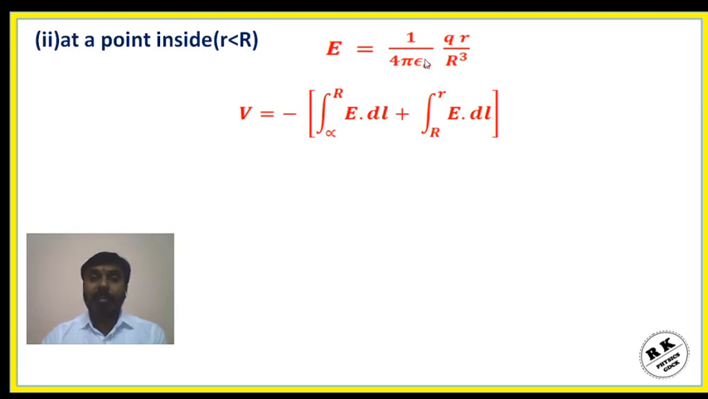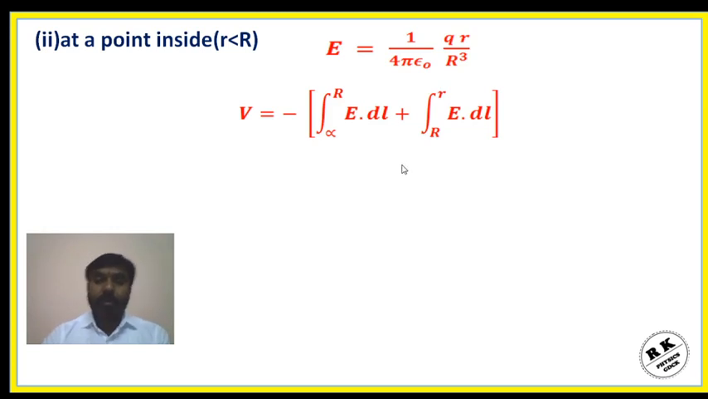Inside the sphere the electric field intensity expression is different. So we have to split this according to boundary condition. We have to split this integral into two terms, one from infinity to the surface of the distribution, that is infinity to capital R, and another one from the surface of the distribution to the point inside the distribution, small r.